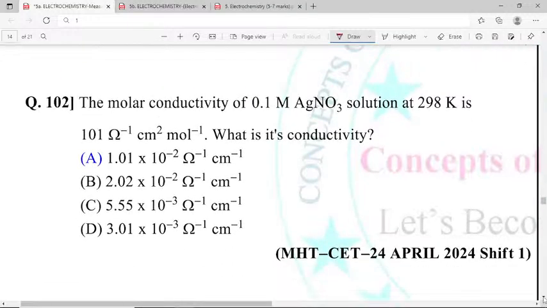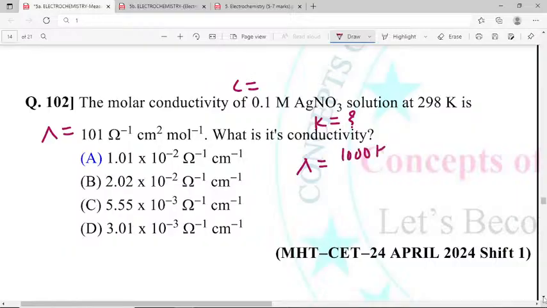The concentration is given, molar conductivity is also given, lambda is given, and conductivity we have to calculate. Formula: molar conductivity is equal to 1000 K by C. So what is the K value here? K is equal to lambda into C divided by 1000. Substitute the value, we will get the answer.